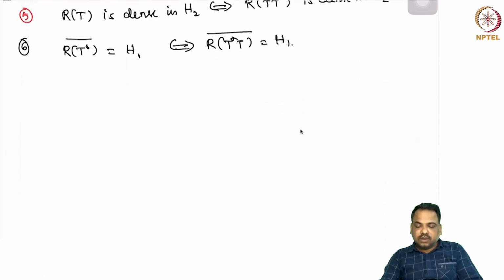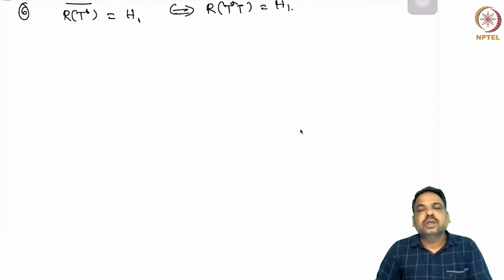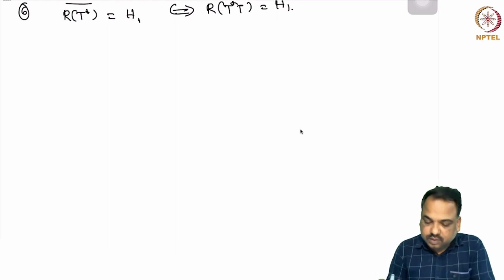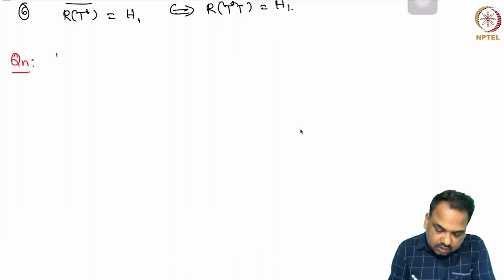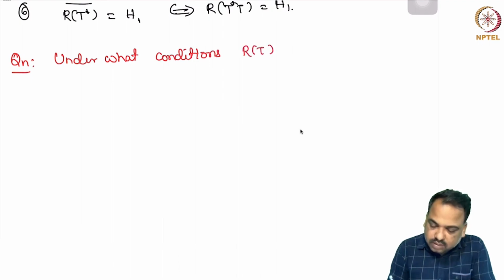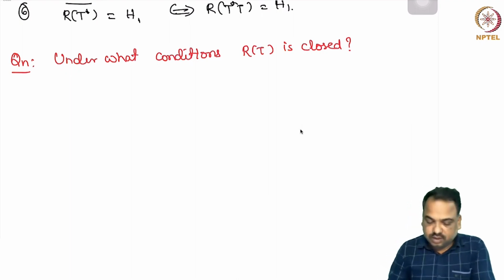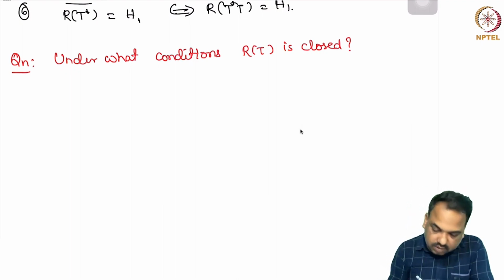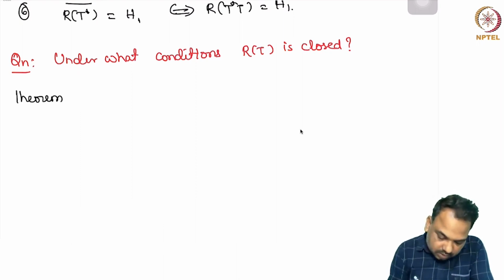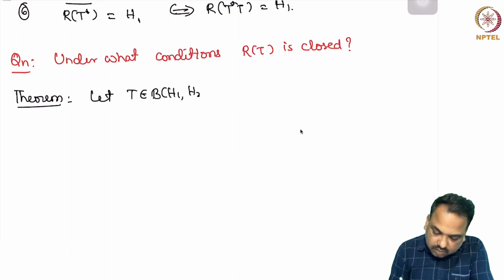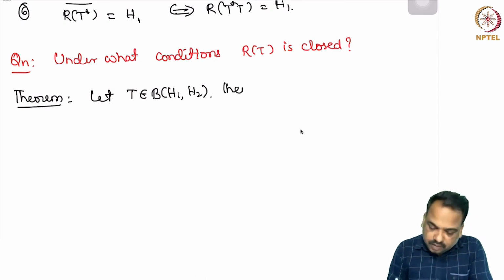Now we can ask the question: when does an operator have a closed range? Question. So under what conditions is the range closed? We have given an example that in general a bounded operator need not have a closed range. This can be proved as follows. Let us take T a bounded operator from H1 into H2. Then we have the following.